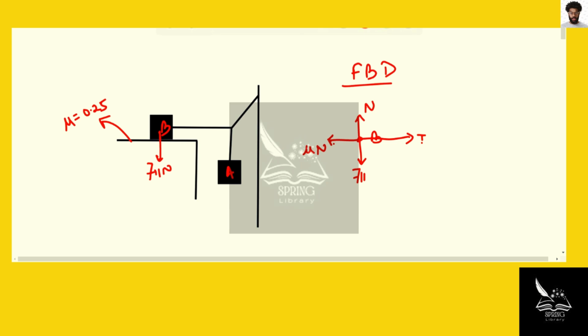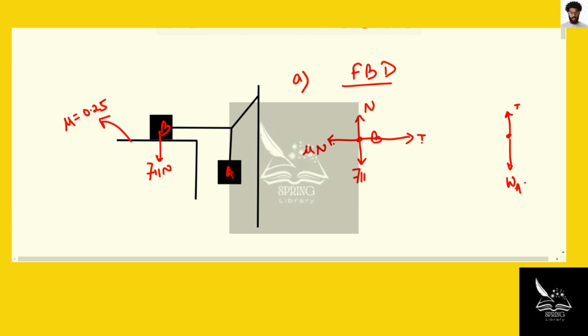Talking about the free body diagram of A, the only forces acting on A will be the tension force and the weight of A. So that was the first part, and now we need to figure out the tension force as well as the mass of this body A.